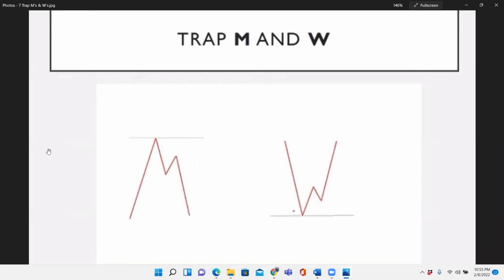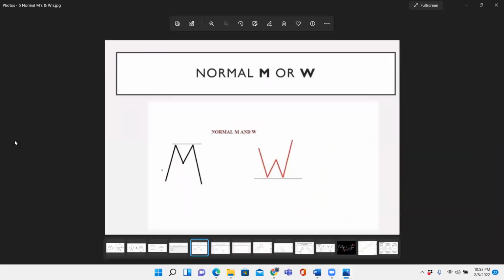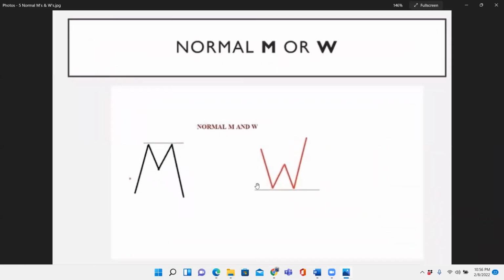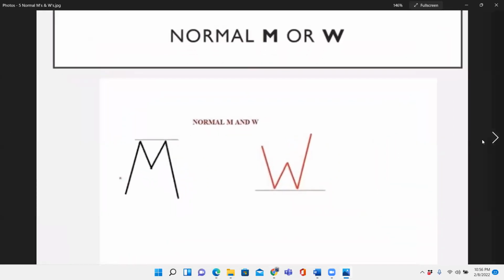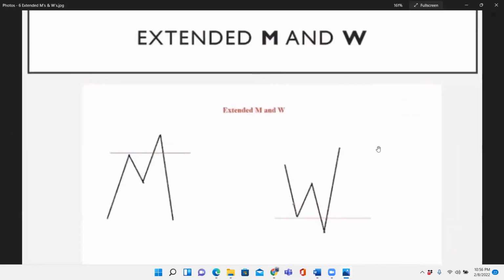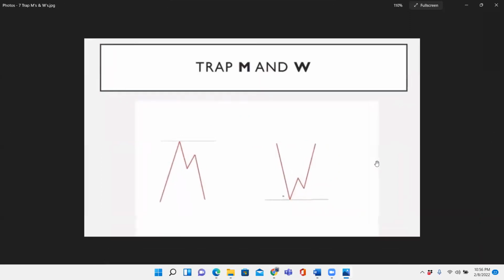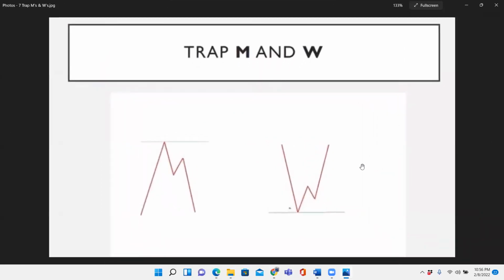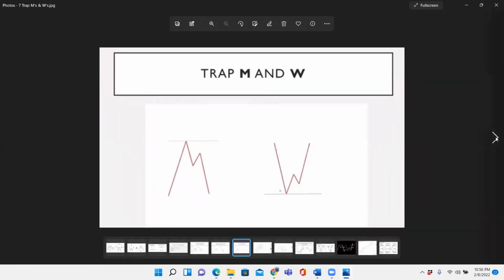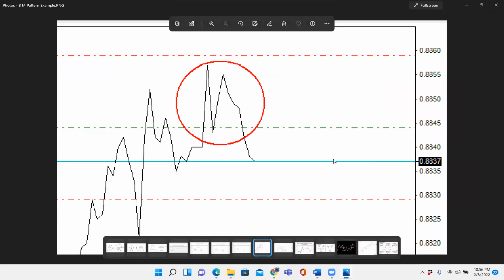Okay, so let's go over that one more time so you guys can see. These are our normals. These are our extended. These are our traps. Great job, guys. So let's take a look. This would be more of a trap M. So you can see that we have our peak over here. The other peak doesn't come as far up, and then we have a little dip down, okay?